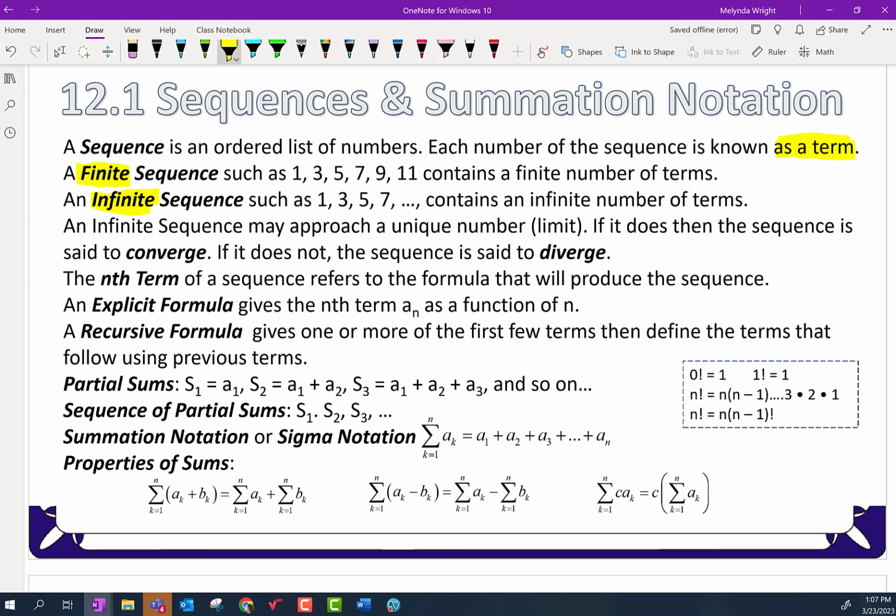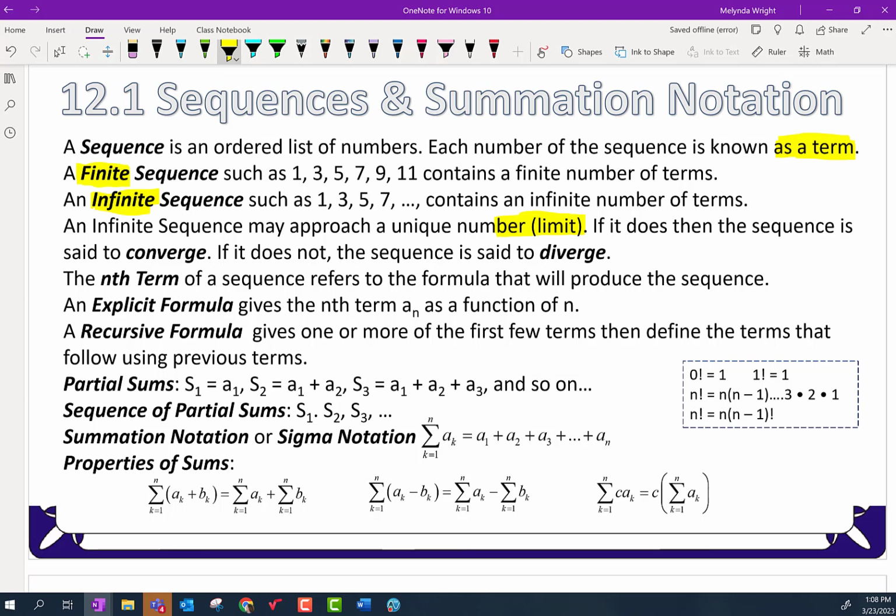It is possible for an infinite sequence to approach a particular number, and that concept is referring to a limit. And if it does, the sequence is said to converge. These are vocabulary words. So converge means that the sequence is approaching a particular number. If it doesn't converge, then it's said to diverge. Again, these are all vocab words. So if we talk about a sequence converging, it means that the numbers as they're listed approach a particular number. If it doesn't, then it diverges. So it doesn't approach a particular number.